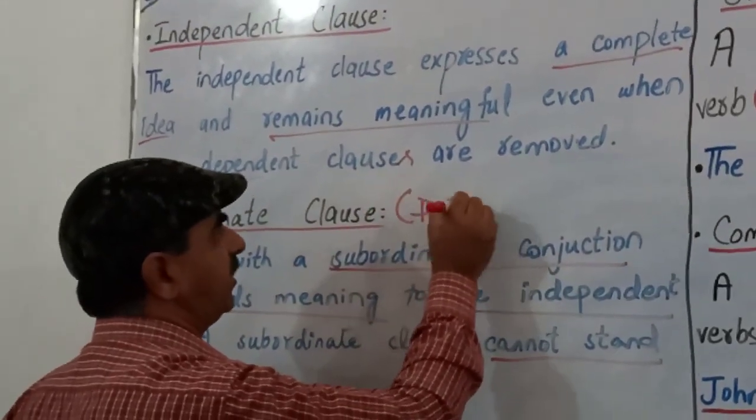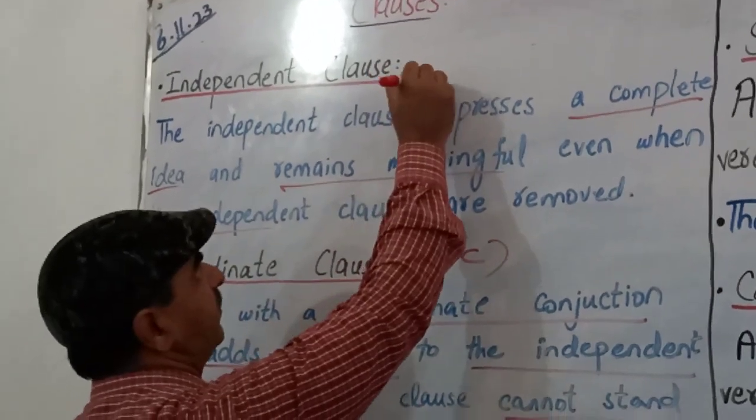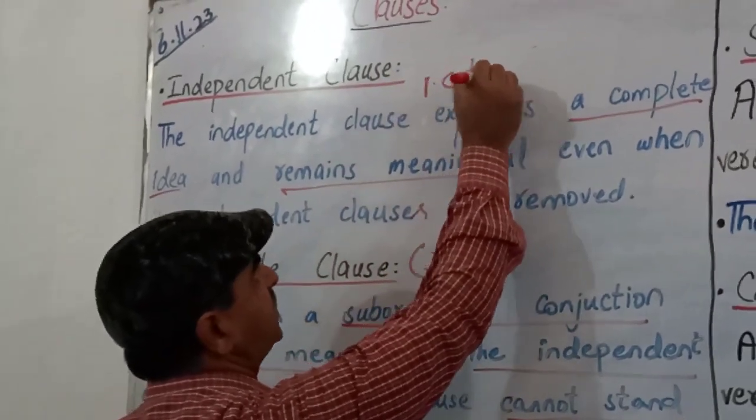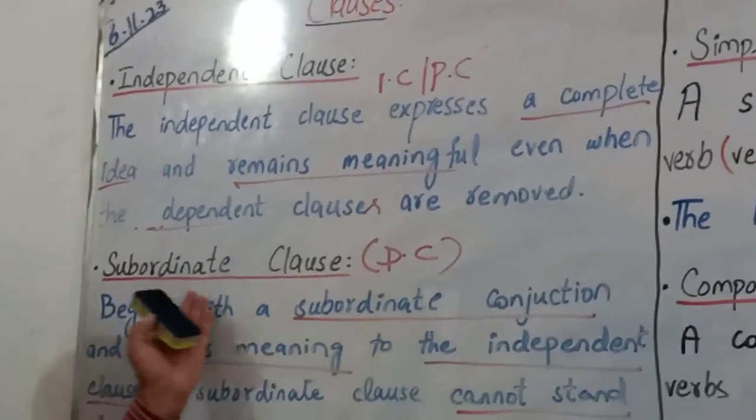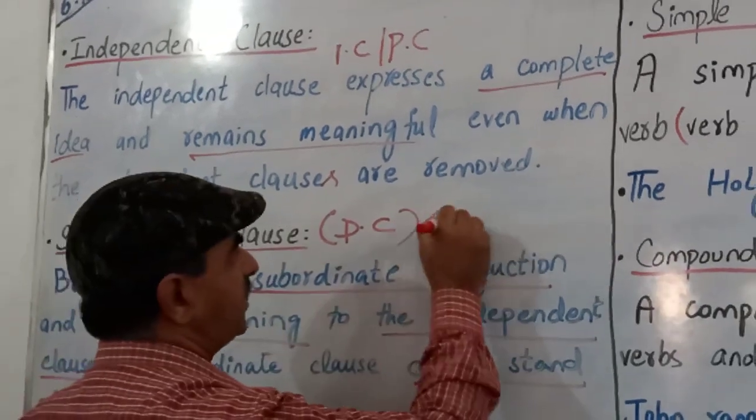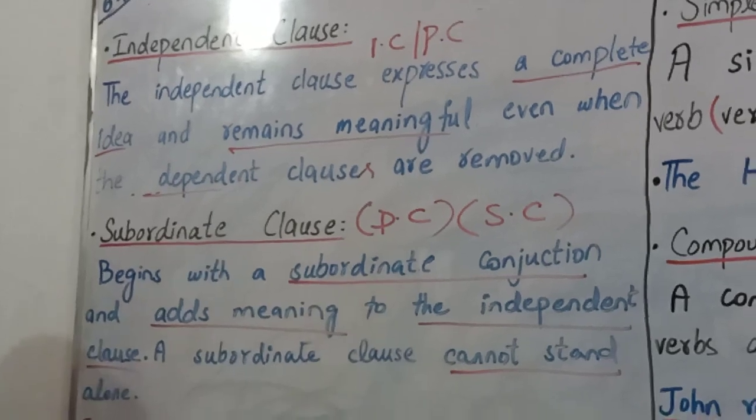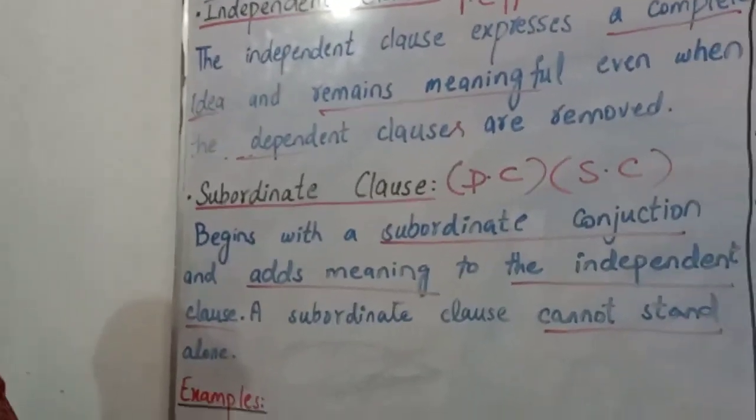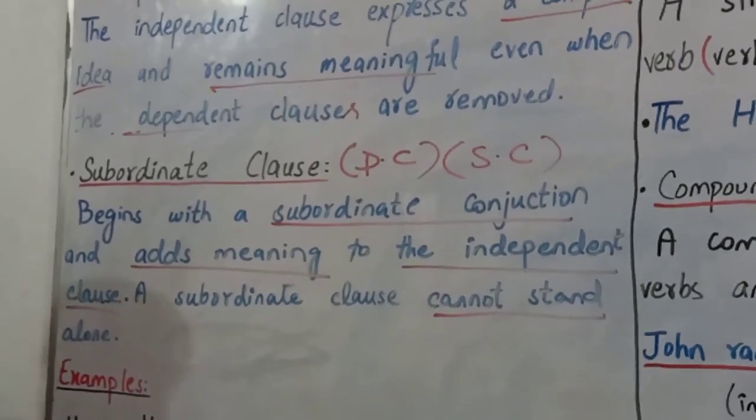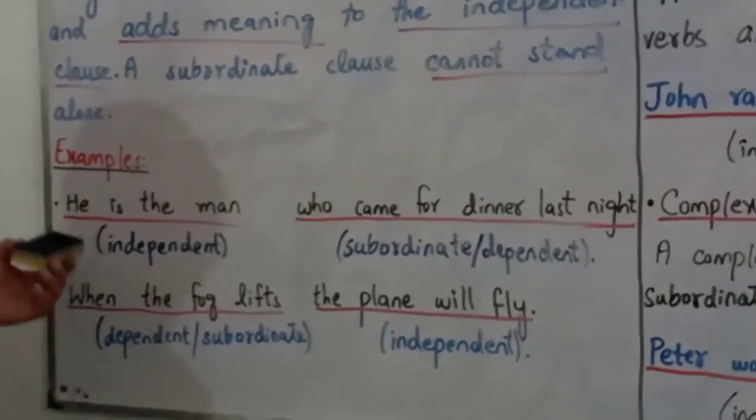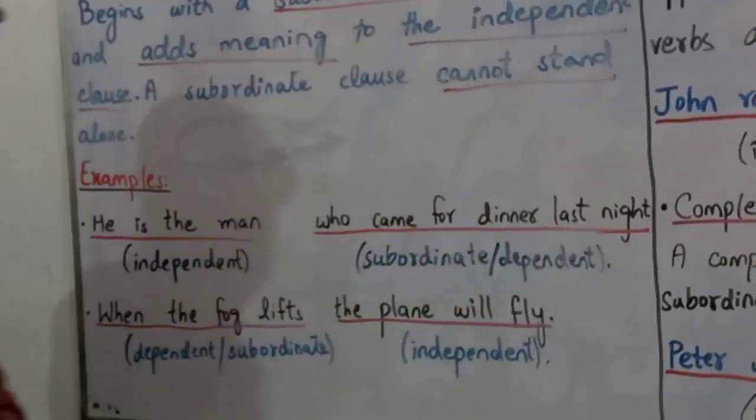DC, I call it dependent clause. I call it IC or PC, principal clause. There are two names. This is the dependent clause, and this is SC, I also call it SC, subordinate clause. Remember these abbreviations, and it will be quite easy for you to remember dependent clause, independent clause, subordinate clause, and principal clause. Okay. Examples. He is the man who came for dinner last night.